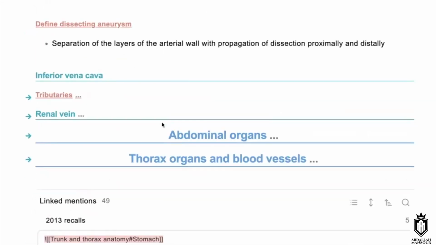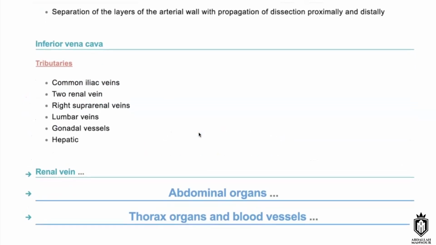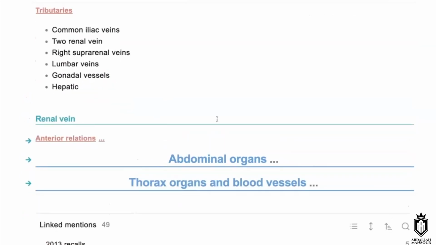Okay, can you tell me the tributaries of the inferior vena cava? So at the bottom we have the common iliac veins, and it forms the inferior vena cava. And we can have the lumbar veins, renal veins, suprarenal veins, and also the testicular veins. These are all paired, and hepatic vein, as well as the paired inferior phrenic vein. Yeah, well done. Okay, in terms of renal vein, what is the anterior relation of the renal vein?